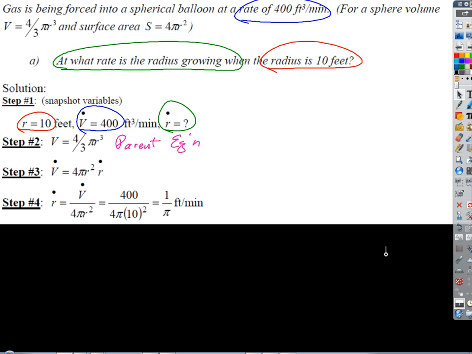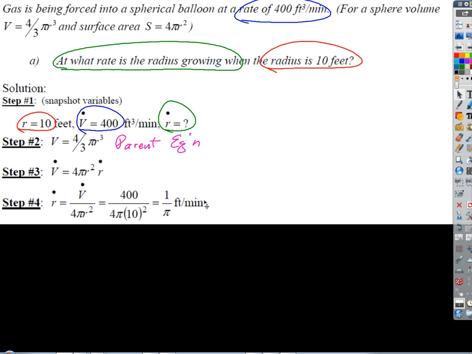If I plug in all the values, the v dot is 400, the r is 10, and so I end up with 400 divided by 4 times pi times 10 squared, so 400 over 400 pi is just 1 over pi. And what would my units be? Remember we said units of length are going to be in feet and time is in minutes, and so r dot would be dr/dt. So I'm going to have units of length, a radius, divided by units of time, and so the units would be feet per minute.